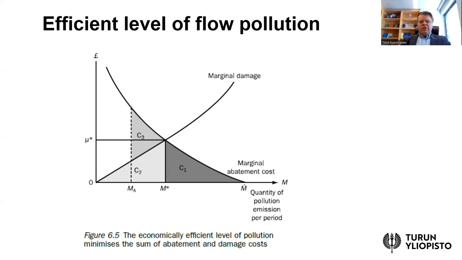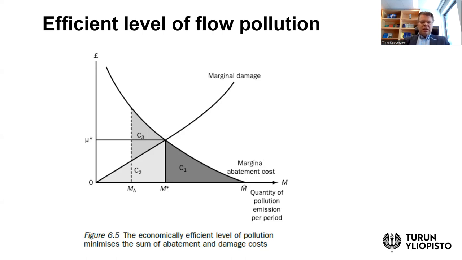So then think about this situation, what if we have even more stringent emission standard and continued all the way to this M subscript A point. So think about this MA as some kind of alternative target, where we put even more stringent pollution control target. Would this be even better solution from the societal point of view?